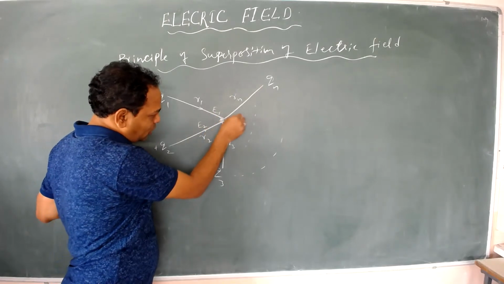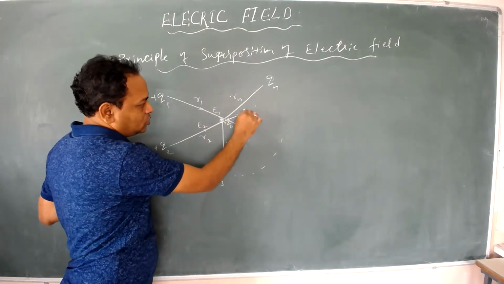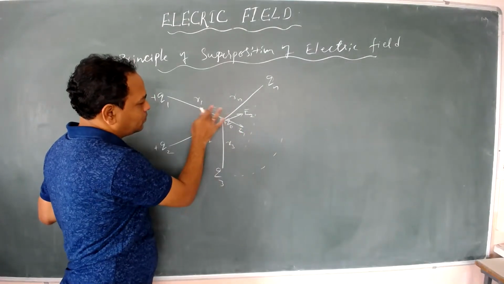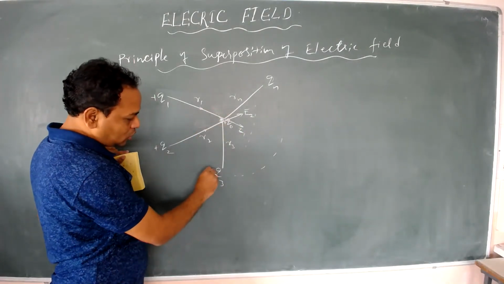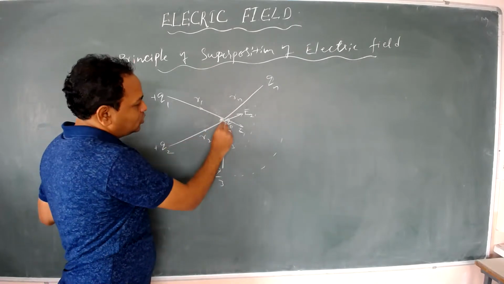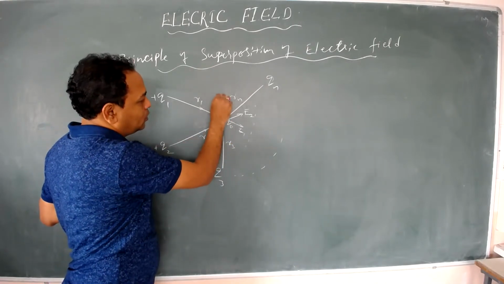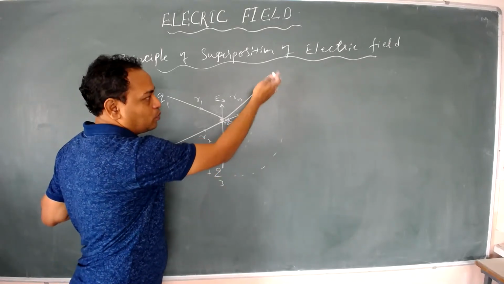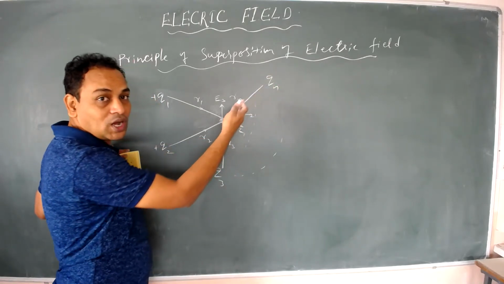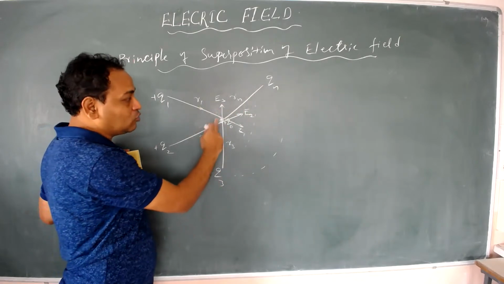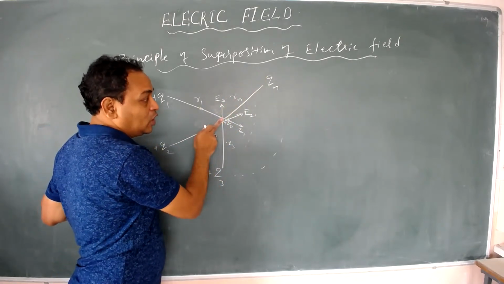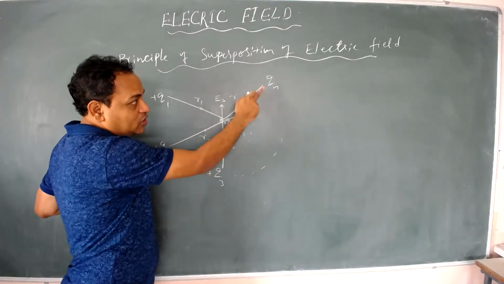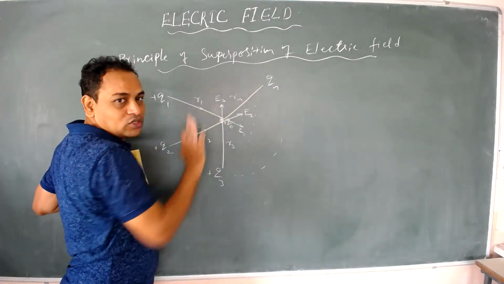That means this is the direction of E2. Say this is E2, say this is E1. Similarly, suppose this is also positive, then in this direction it will also repel. Say that is E3, and so on. Similarly, if any one of the charges is negative, then it will be attracted, and the electric field will be towards that charge. If it is positive, the field is away from the charge. If it is negative, the direction will be towards the charge.